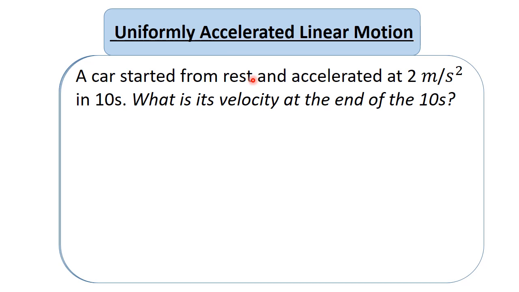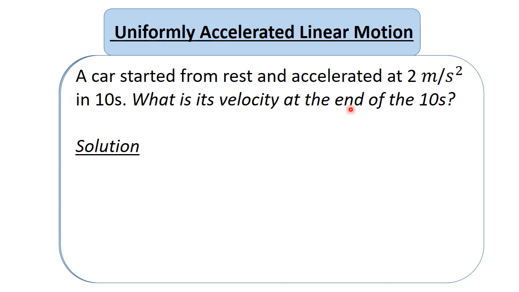The other way around is when a car is moving, then it comes to rest. If it comes to rest, it means its final velocity is 0. But in this case, it started from rest. Therefore, the initial velocity is 0. So a car started from rest, which means the initial velocity is 0, and accelerated at 2 meters per second squared in 10 seconds time. What is its velocity at the end of the 10 seconds?